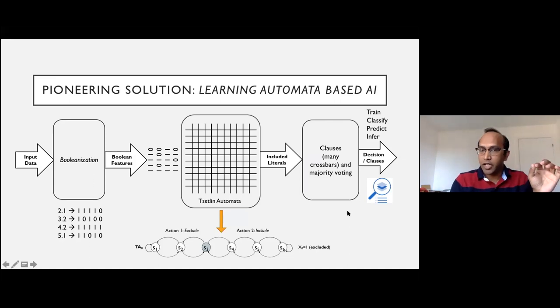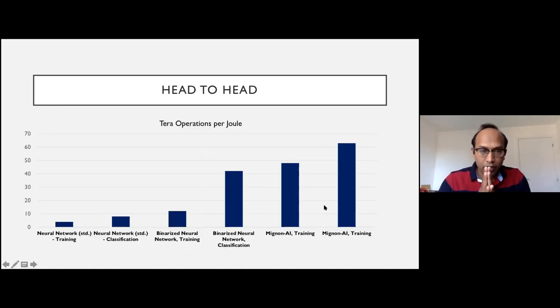These are still early days, we have a lot of researchers working within the team. But for the first time, we have now designed a solution that is capable of addressing two things at the same time: explainability as well as energy efficiency. Now, let's see how it fares.